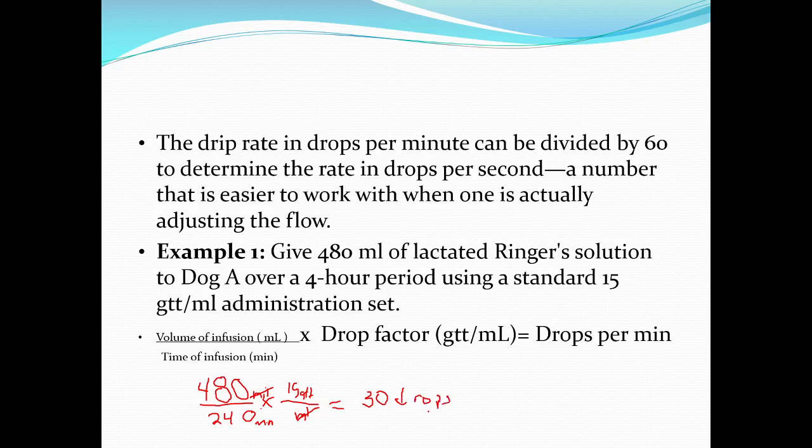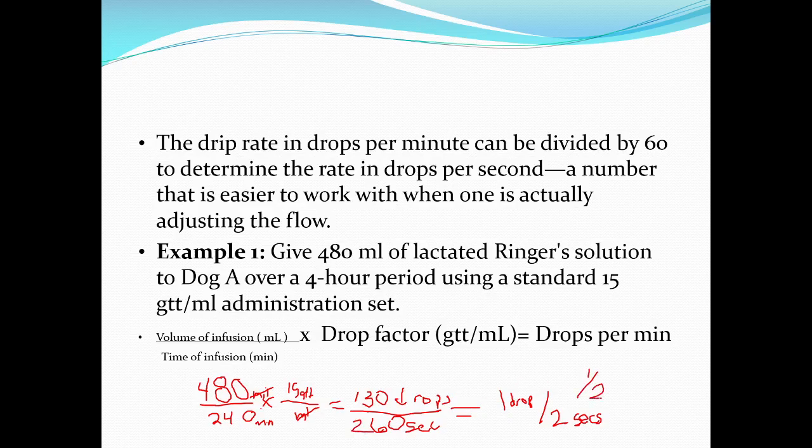How many seconds in a minute? 60 seconds. 30 divided by 60 is going to be 1 drop every 2 seconds. Okay? 30 every 2 seconds. That's 1/2.